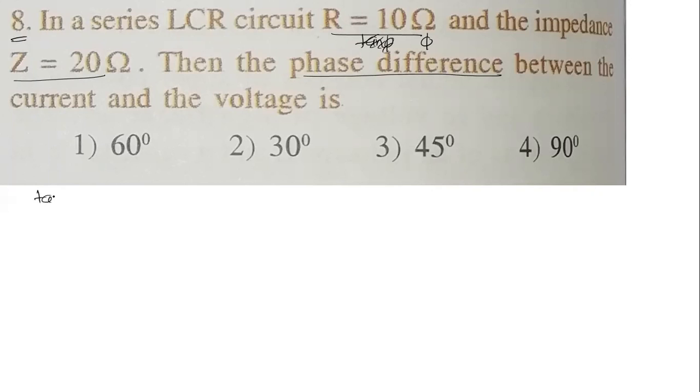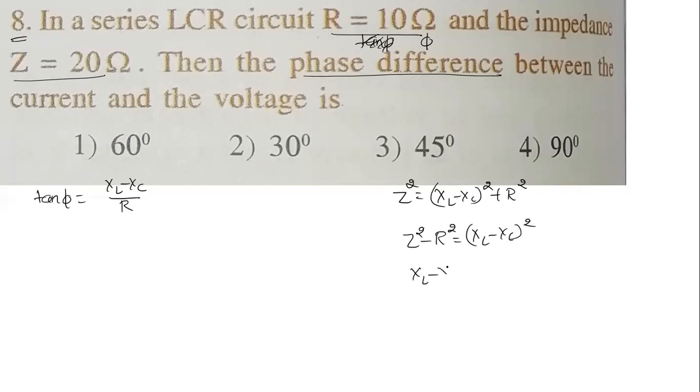What is the formula for phase difference? Tan phi equals XL minus XC by R. XL minus XC value is not given directly, but they have given the other values. So I'm going to find XL minus XC this way. Z square equals XL minus XC whole square plus R square, right? We want XL minus XC, so I'll send R square to the left-hand side. It becomes Z square minus R square equals XL minus XC whole square.